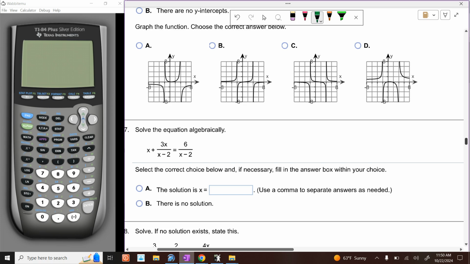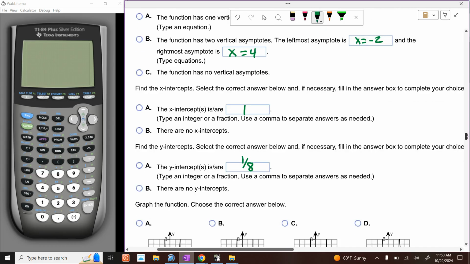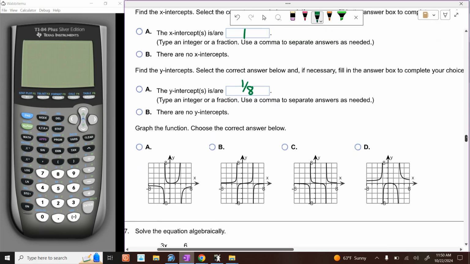So we have vertical asymptotes at -2 and 4. It crosses at 1. X-intercept is at what? I forget. 1. And then y-intercept at 1/8. So I think it looks like C, but I'm not sure. I would just graph it out to see for sure, but I think it's C.